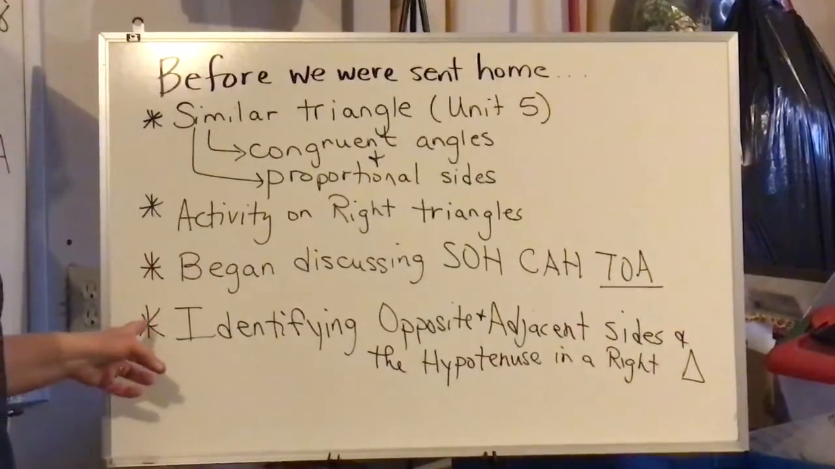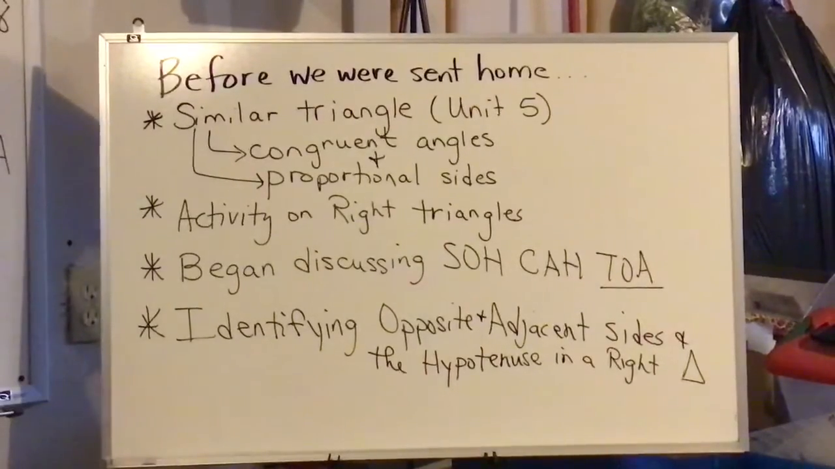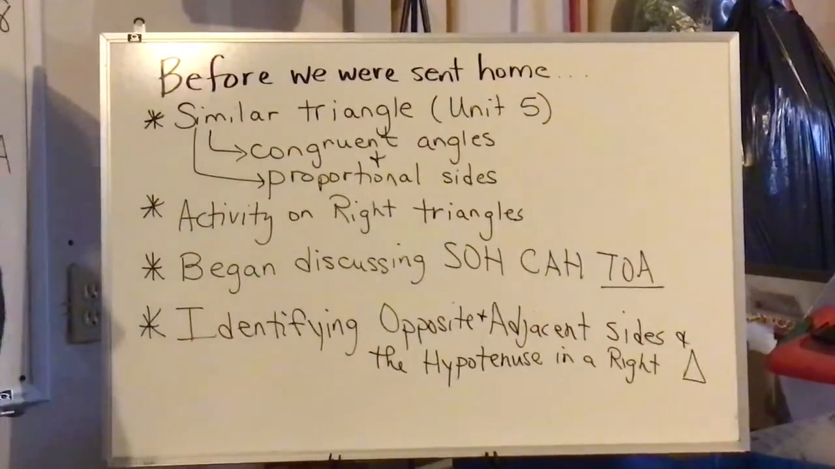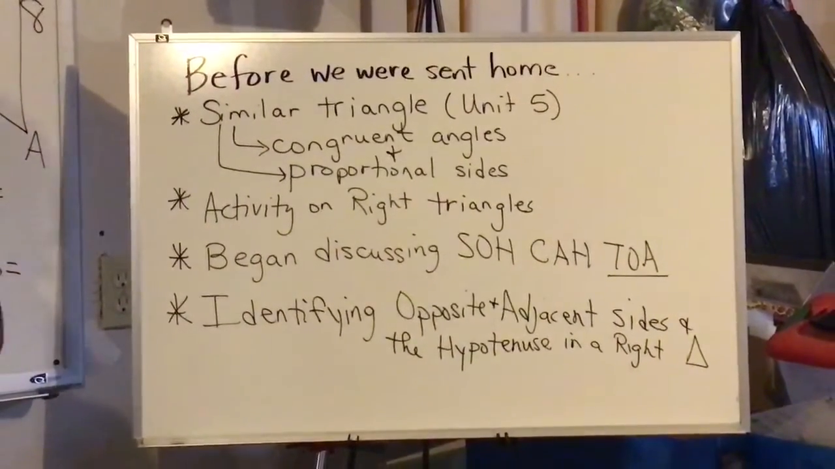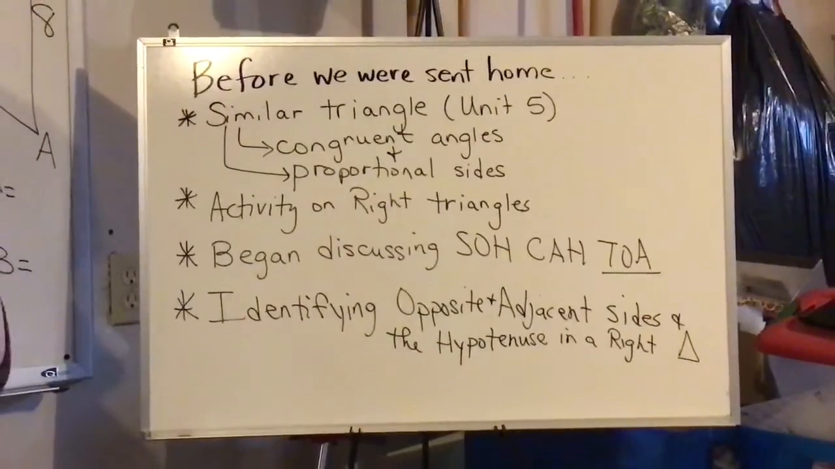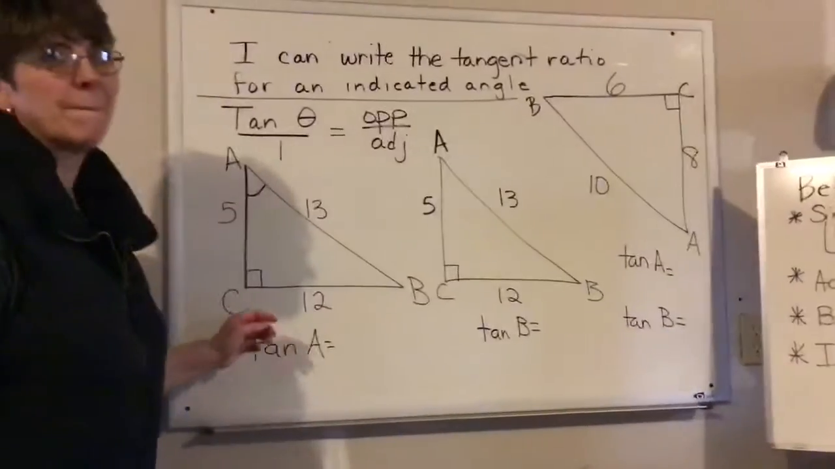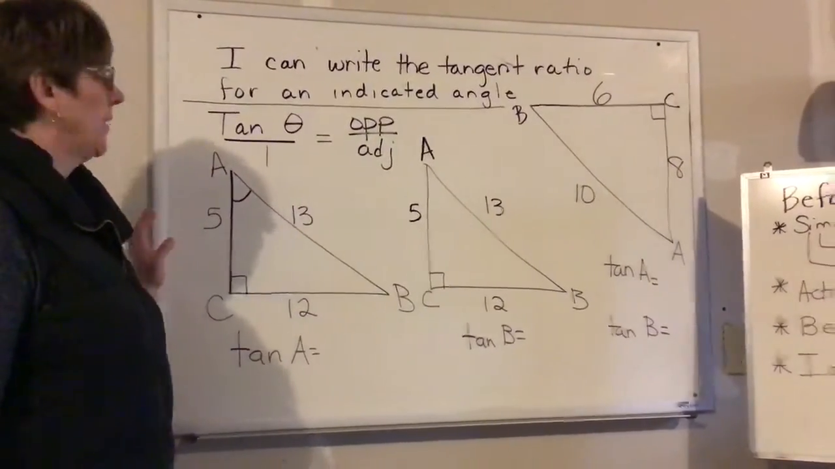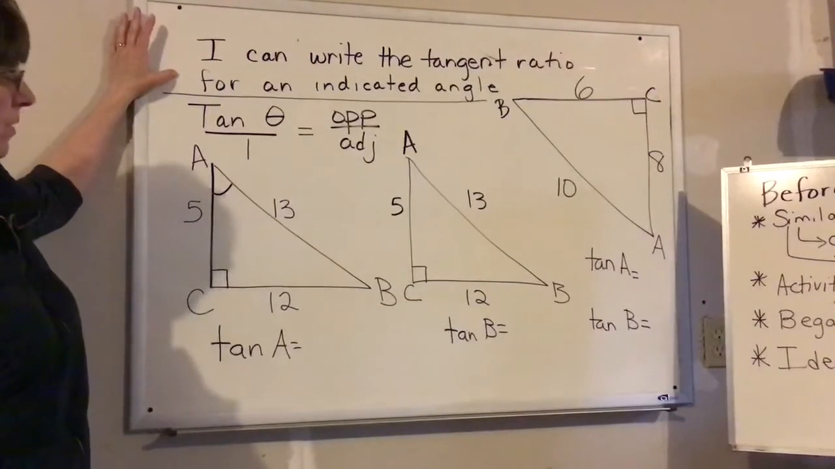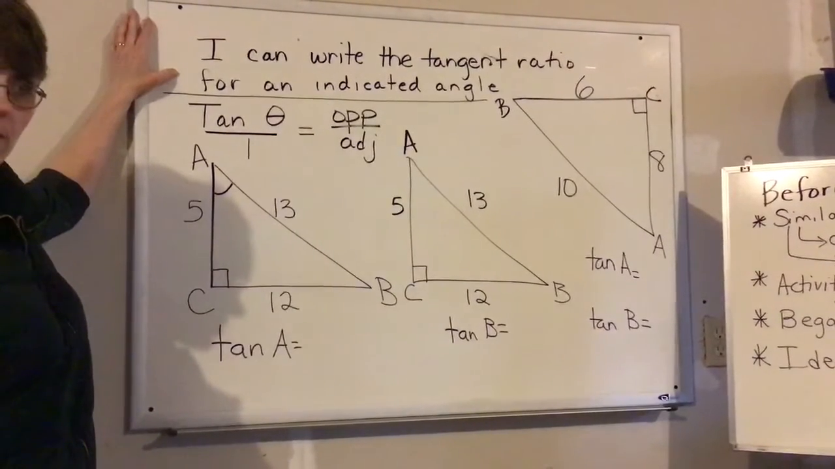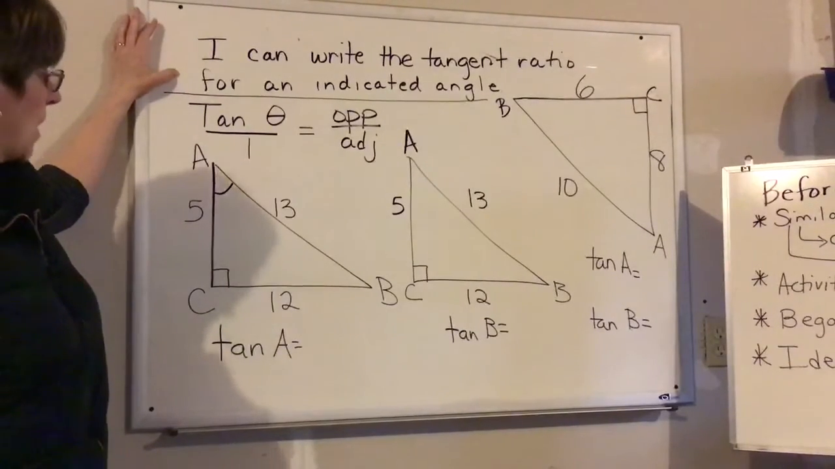Right before we were sent home, we were working on identifying the opposite and adjacent sides of a right triangle, as well as the hypotenuse in the right triangle. I underlined the TOA part of SOHCAHTOA because that is where we are going to start our time working on that trig ratio first. So somewhat new material. You're going to be able to write the tangent ratio for any angle that's given to you. Keep in mind, we do not write trig ratios for the right angles in the triangles. It's always for the acute angles.